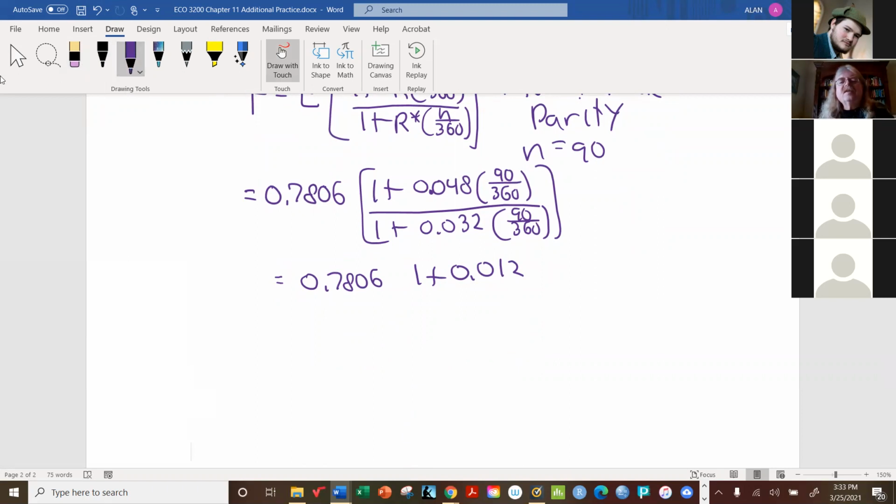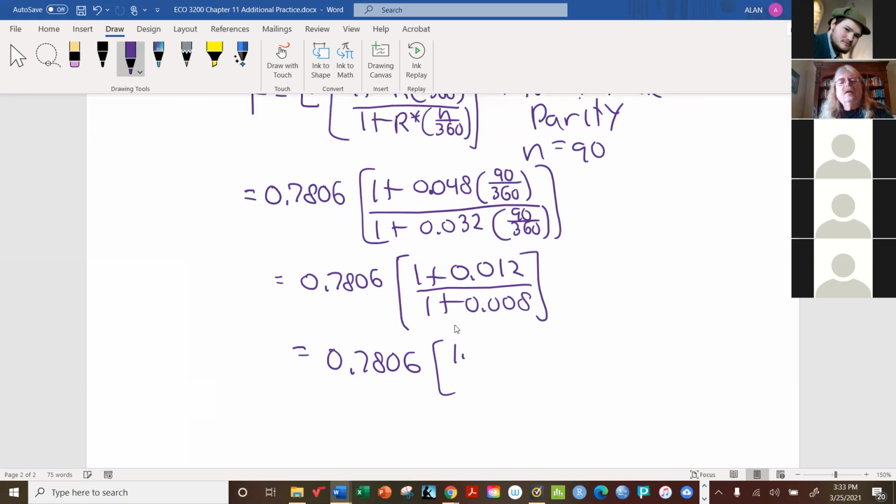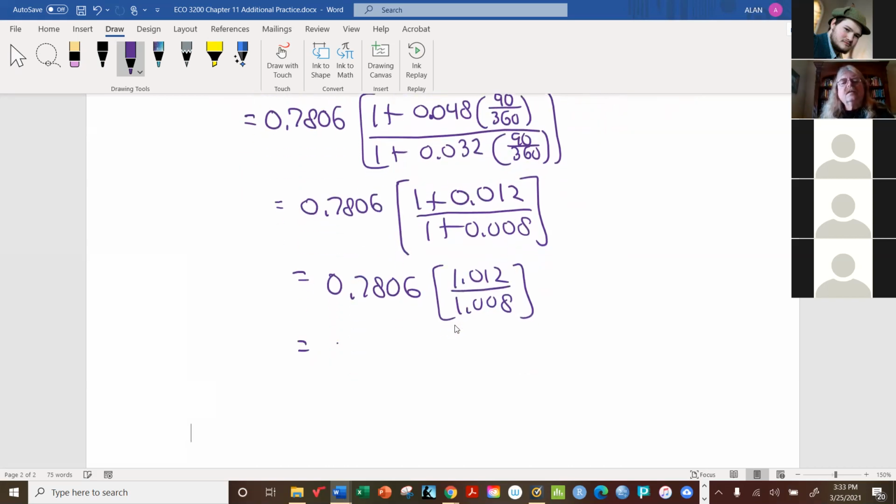All right, in the denominator, we have the same thing. 1/4 of 3.2% is actually 0.8%. So you've got 0.7806 times, in parentheses, 1.012 divided by 1.008. Okay, so let's do this. Let's multiply this spot exchange rate by the ratio of 1.012 to 1.008, which is approximately 1.00.